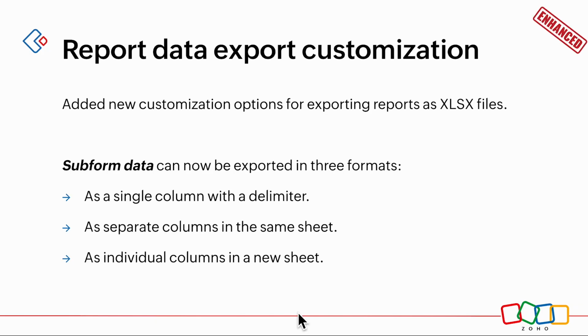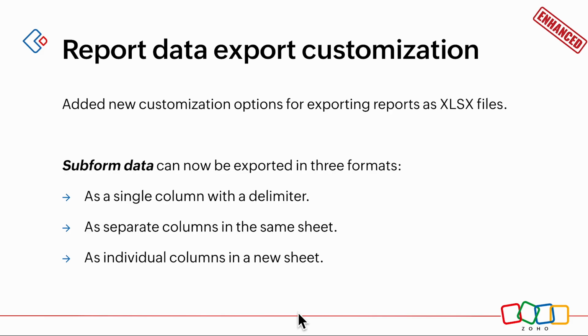Zoho Creator allows users to export the data from a report in their desired formats such as PDF, JSON, comma separated values, tab separated values, HTML, XML, right? With this new enhanced feature, users are able to export the data even in the Microsoft Excel format. Not only that, with the addition of support for Microsoft Excel format, we are giving the end users complete control over how they want the Excel file to be exported. We are adding customization options.